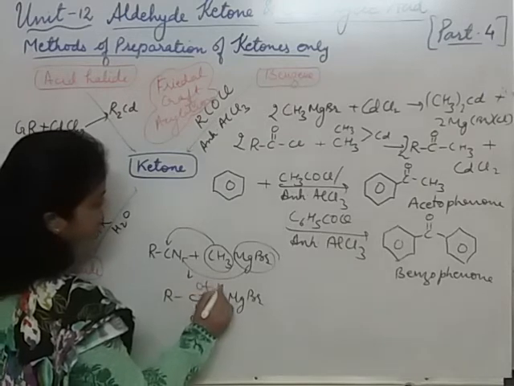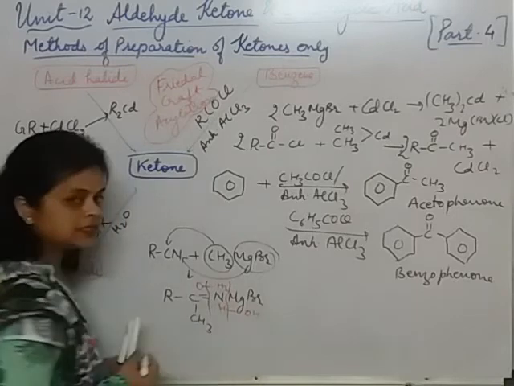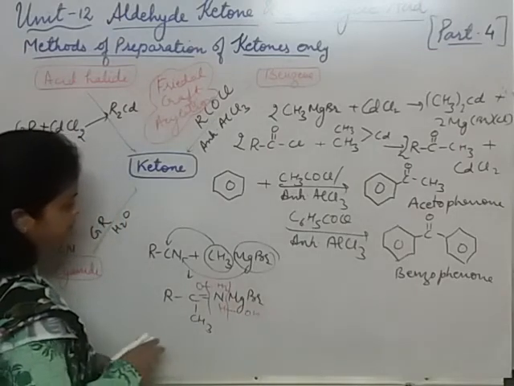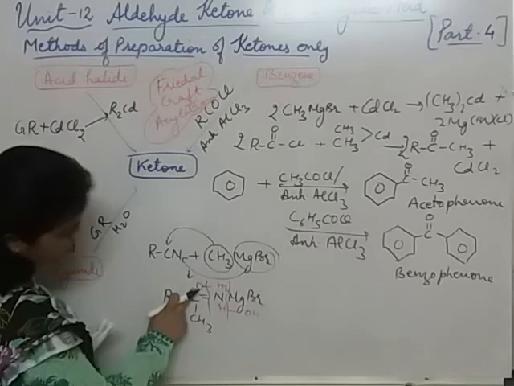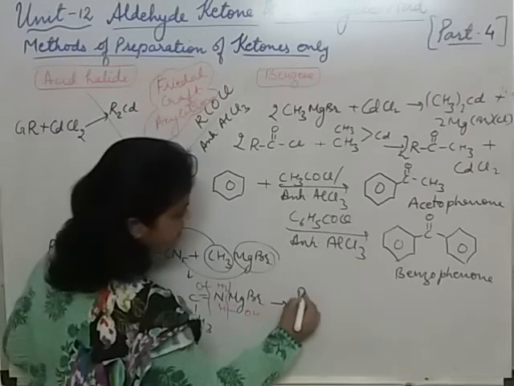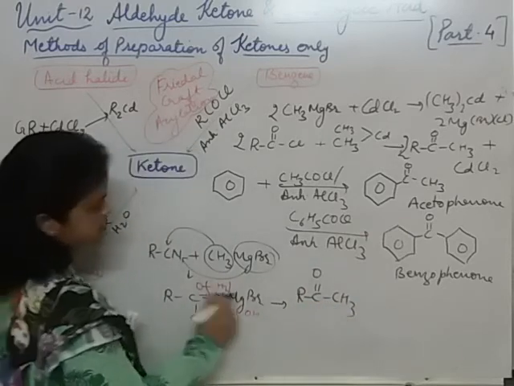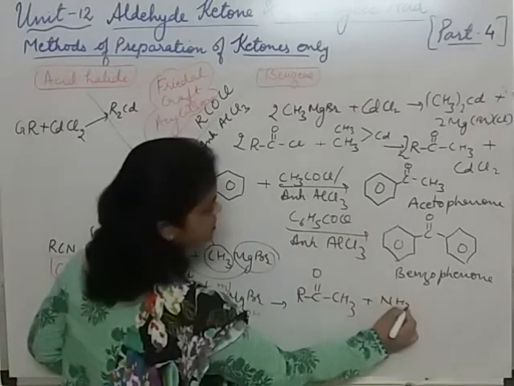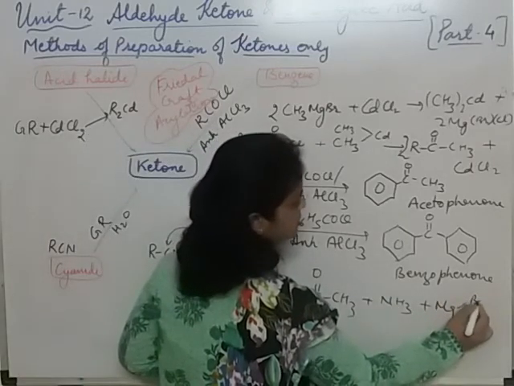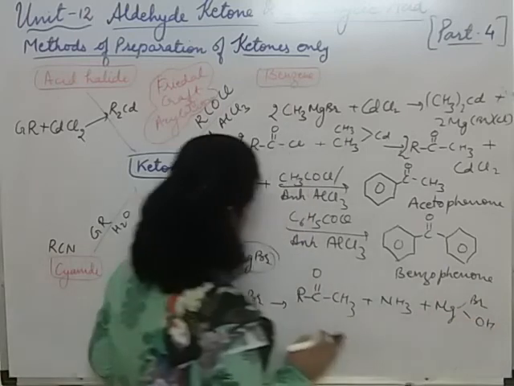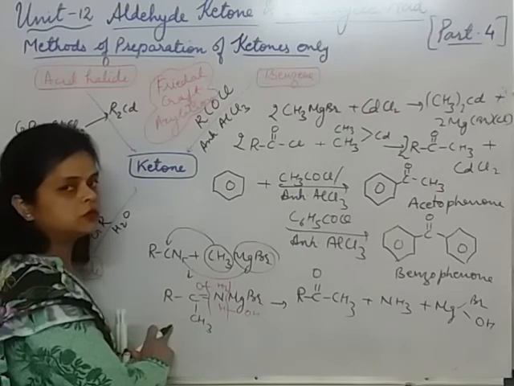Now how will we write down the hydrolysis product? One H2O like this, and one HOH like this. Okay. So how will the product be written here, students? RCOCH3. So the first product is RCOCH3, and this is NH3, ammonia, as a side product, and MgBrOH as a side product. Students, whatever alkyl group you have to introduce here, you can take it according to the need of the question.